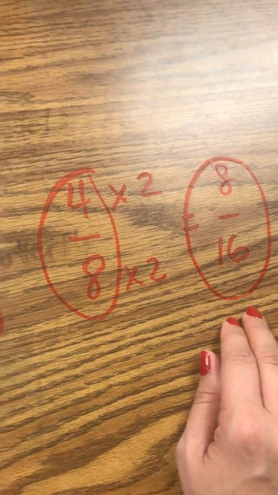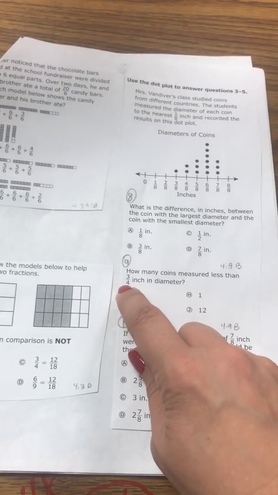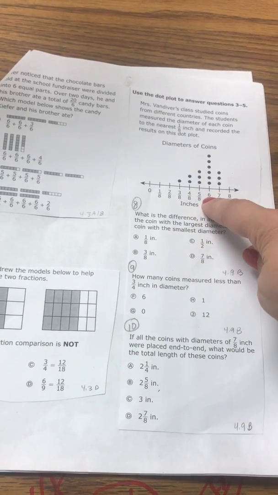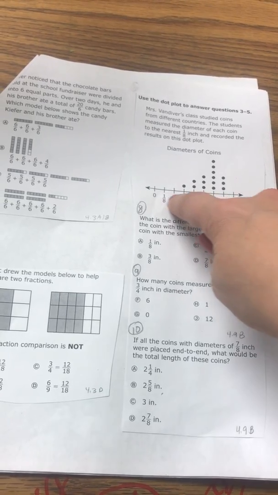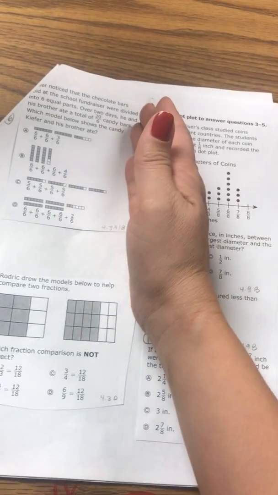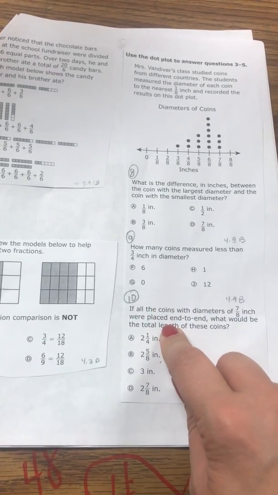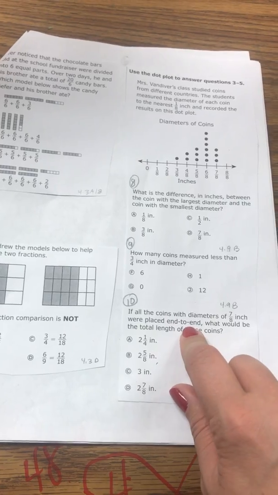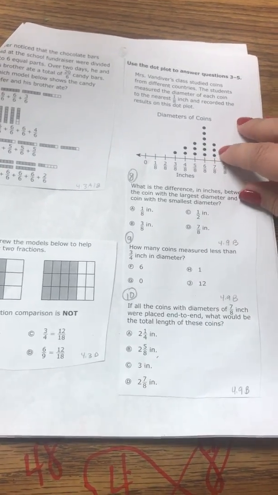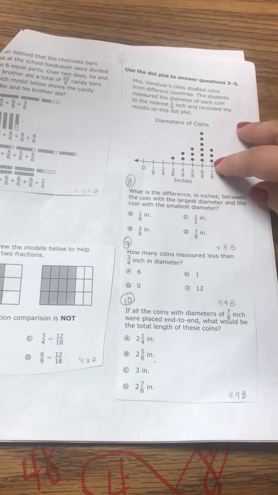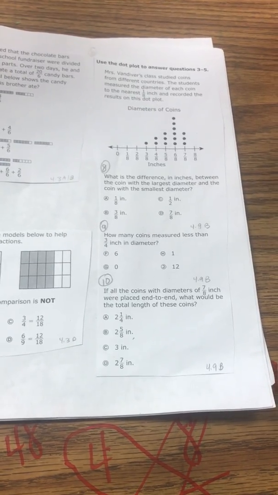So I would focus on finding that equivalent fraction to 3/4 first, and then finding it, putting your finger on it, and then determine how many of the coins were less than that. And then on number 10, if you were to combine all the lengths of the coins that were 7/8 long, so here's 7/8, here's all the coins, there's 3 of them. If you were to combine the length of each one of those coins, how long would it be?